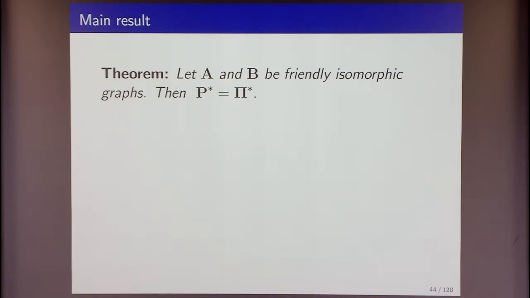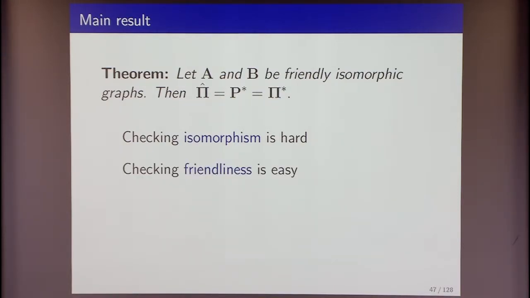And of course, because I'm already getting the exact isomorphism from the convex relaxation, it will survive projection in exactly the same form. So after projection, it will still be the same isomorphism. And here, we need to check 2 assumptions. Checking whether the graphs are isomorphic is hard. Obviously, it is the hard problem that we're trying to solve by resorting to the relaxation. But checking friendliness is easy.